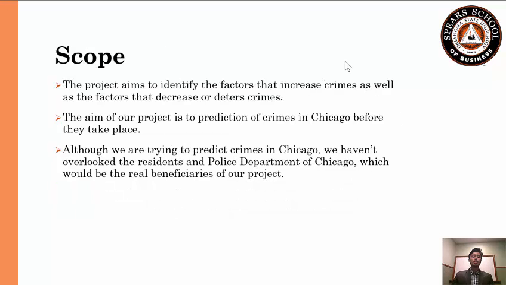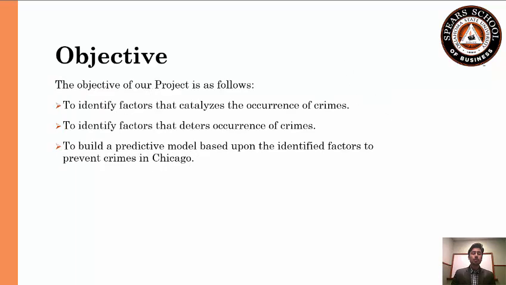So now let's discuss the scope of our project. The project aims to identify the factors that increase crimes as well as the factors that decrease the crime rate. And the ultimate aim of our project is to predict crimes in Chicago before they happen. Although we are trying to predict crimes in Chicago and identify the factors that influence the crime, we haven't overlooked the residents of Chicago and the police department of Chicago, which are the real beneficiaries of our project, as a result of our project will be providing residents with a safer neighborhood and also a good understanding of the occurrence of crime.